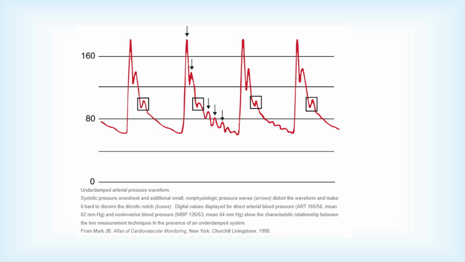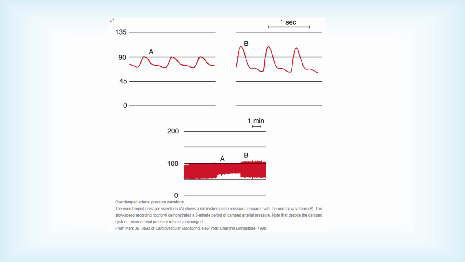On the other hand, an overdamped system will have a diminished pulse pressure with a flattened shape. There will be a low signal amplification compared to a normal waveform. Of note, in both cases, the mean arterial pressure tends to correlate accurately.